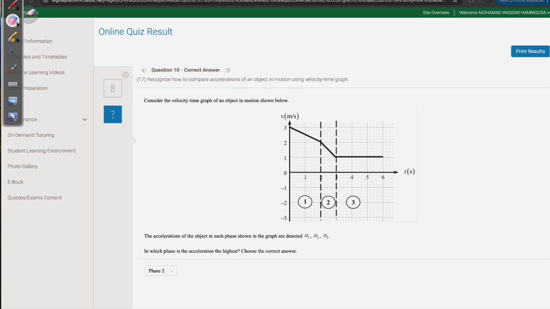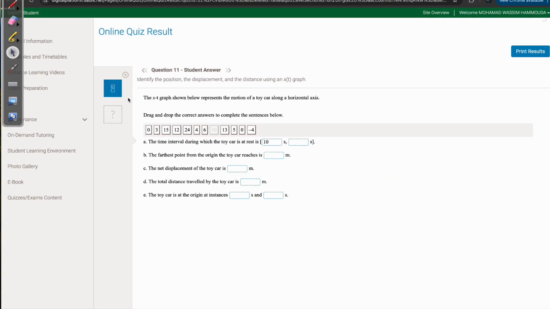Or you could calculate the slope for each one. I think it would be way easier if you do it visually. I think it's clear here, but you could calculate the slope, which I'm not going to go into, as I explained it in the previous questions. Number 11.